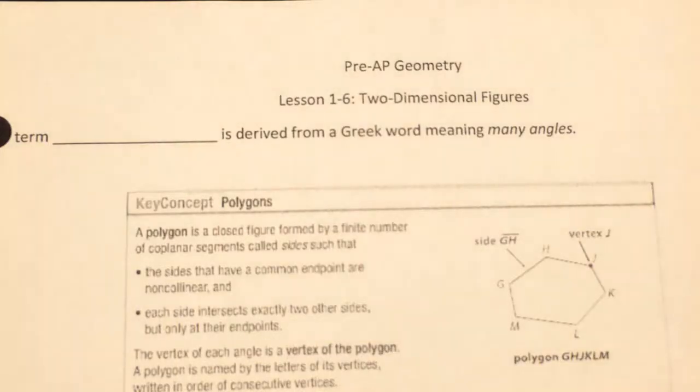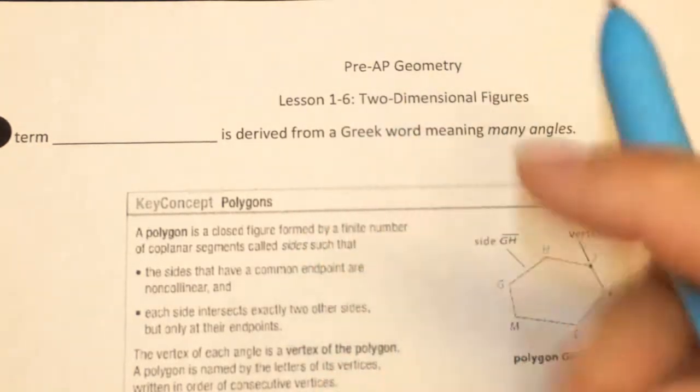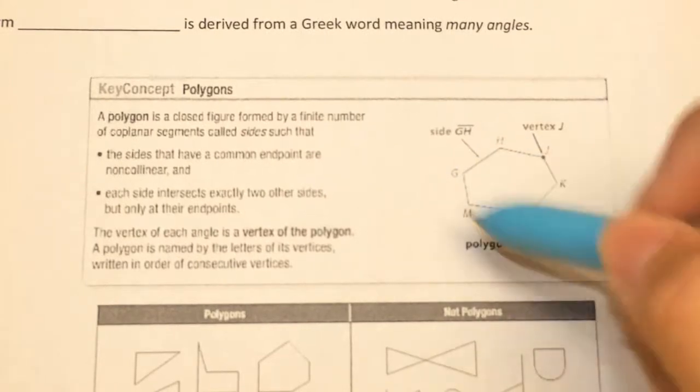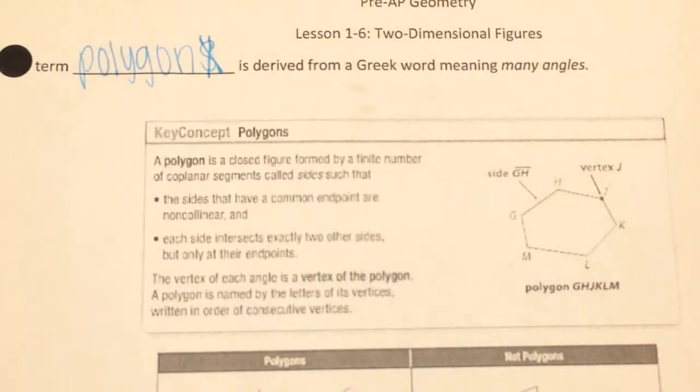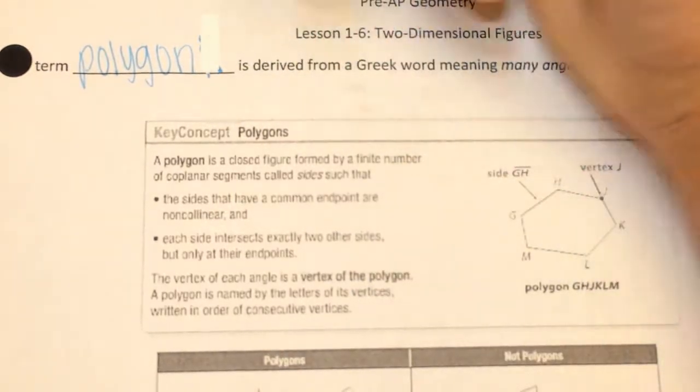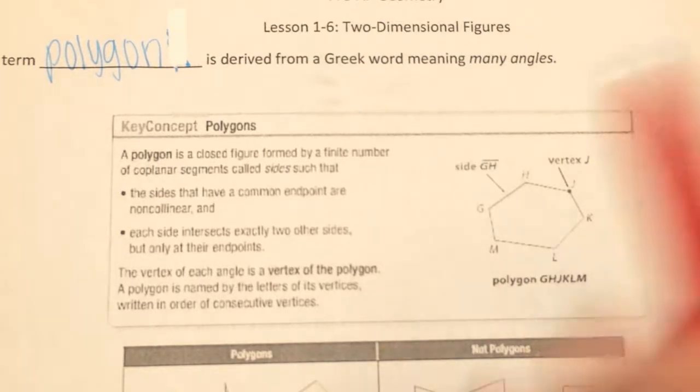Alright guys, so the last lesson we have is 1.6. And we're talking about two-dimensional figures. So what this means is basically just shapes. And another word besides just shapes is we are learning about polygons. The term polygon comes from a Greek word meaning many angles. So polygons have many angles.